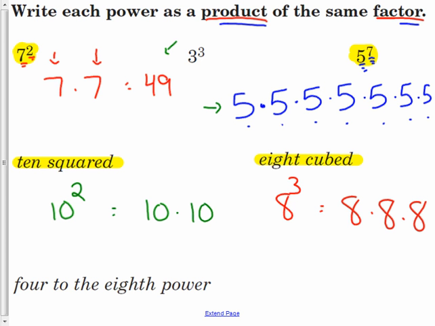The last step we have to look at is putting this all together and actually evaluating an exponent. And what it means to evaluate is to find the value. It's a fancy way of saying answer the question. So to evaluate, we're going to go back to our products of the same factor, and this time we're actually going to answer. To evaluate means to find the final answer.